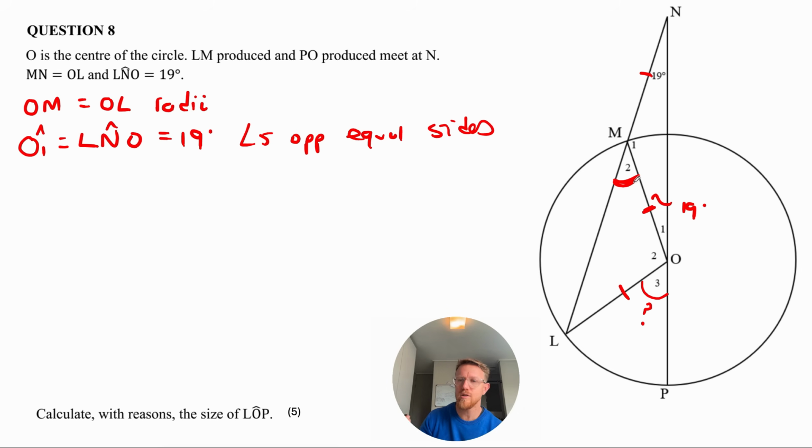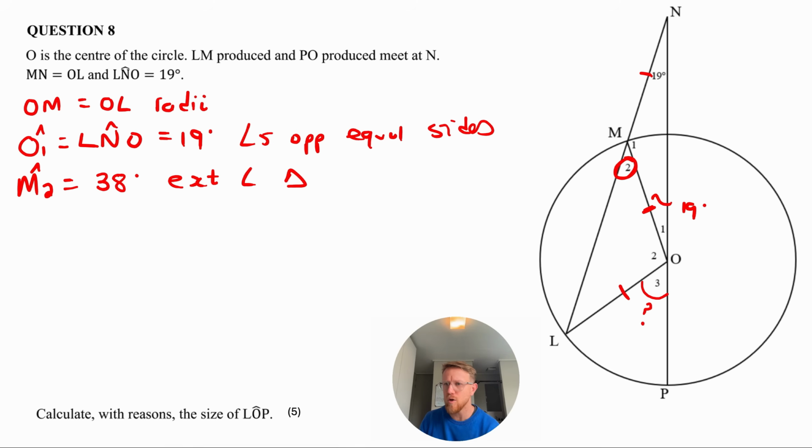But if you're not comfortable with exterior angles, then you can just do it the longer way. But what you should know, if you do know exterior angles, is that in this triangle here, M2 is what we call the exterior angle. And the exterior angle is always the sum of the two opposite interior angles. And so M2 is just going to be 19 plus 19, which is 38, because it is the exterior angle of the triangle.